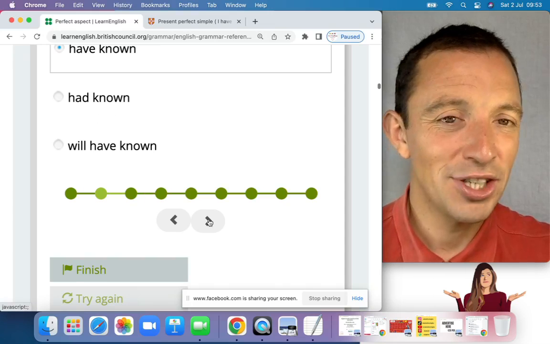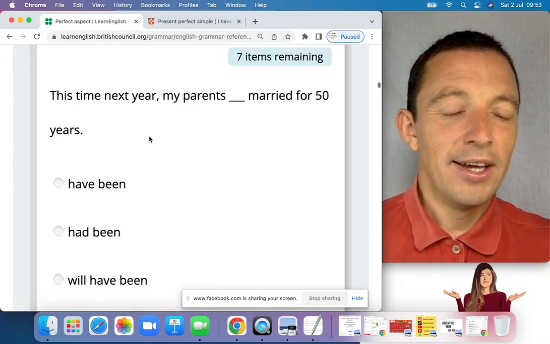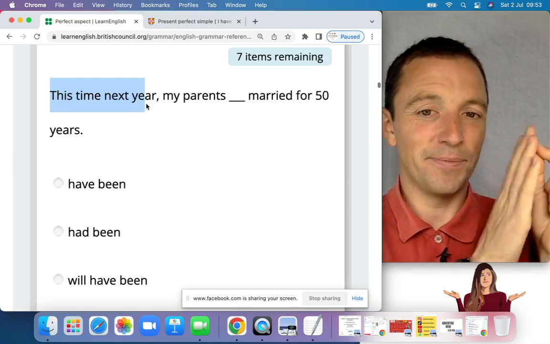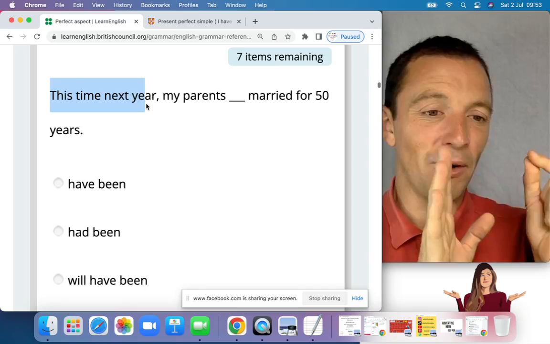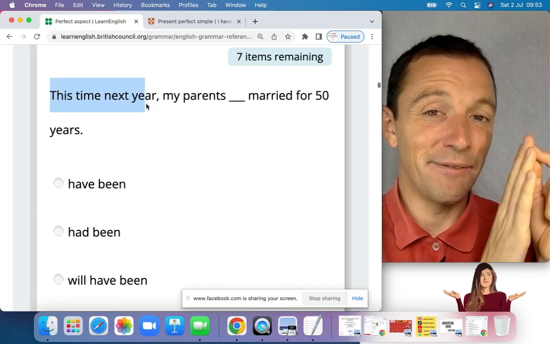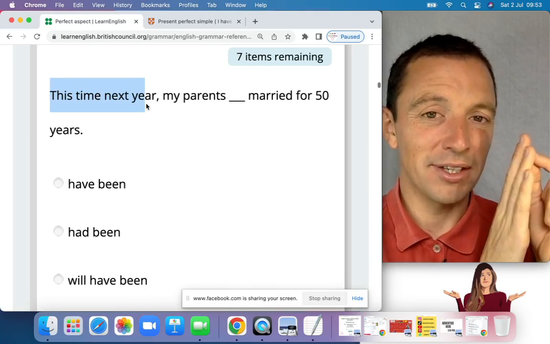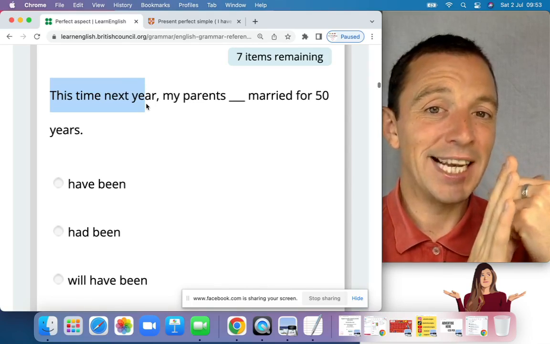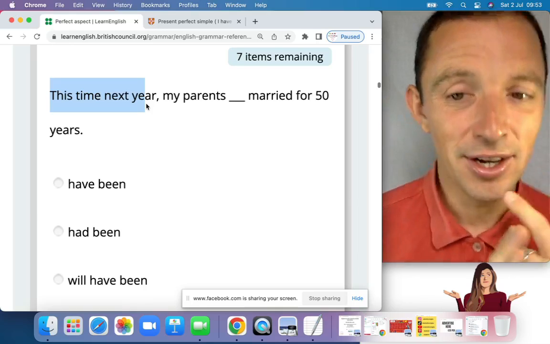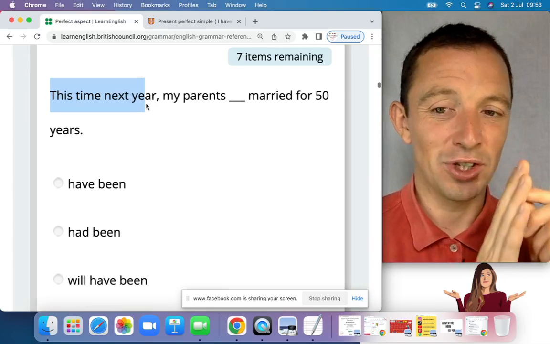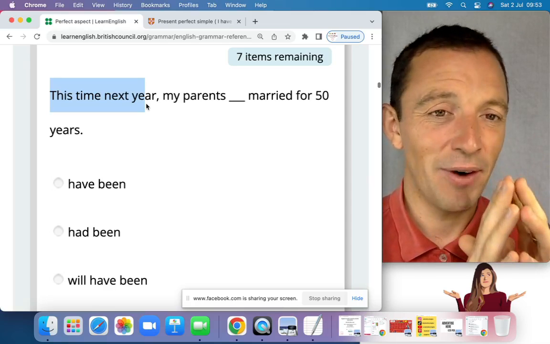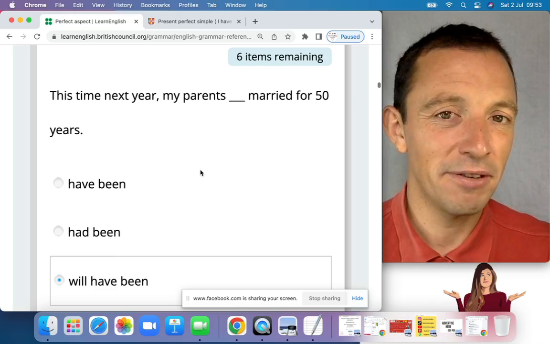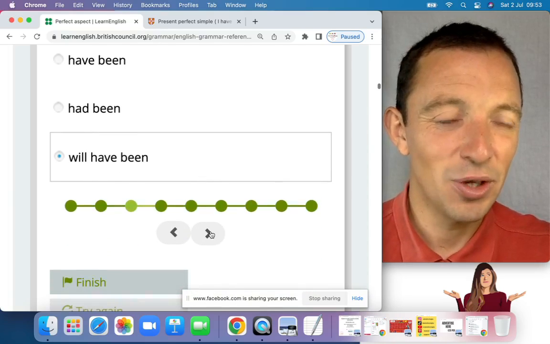Let's continue to question 3. Future. This time next year, my parents, the period of time before the particular moment in the future, this is the future modal will plus the perfect, will have been married for 50 years. So obviously for a native English speaker, this is easier, but for students, it's maybe more difficult. So I think will have been is the correct answer for this particular case. My parents will have been married for 50 years. So let's continue to question 4.